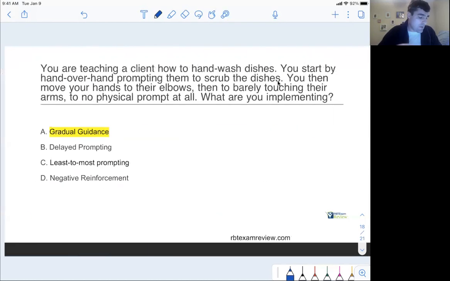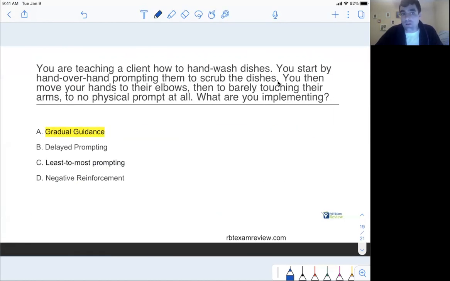If you're not familiar with this term, it's more tricky, but the way to remember gradual guidance is it involves physical prompts and then fading physical prompts. So you start with the least physical prompt they need, and then gradually fade the physical prompt. When they need more physical prompts, you jump back in and then fade again. So if you're talking about gradual guidance, we're talking about physical prompts, then fading them as needed and implementing them as needed.